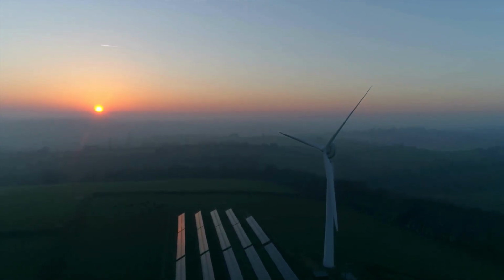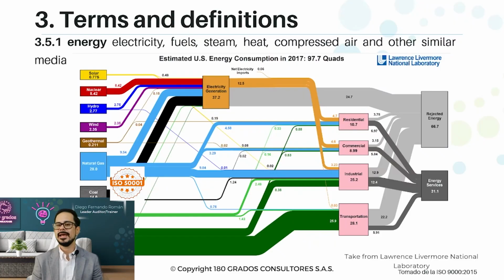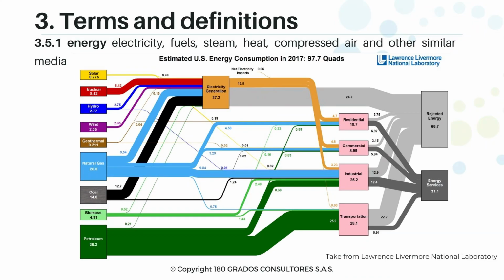One of the best ways to describe how energy is distributed in our system is through an energy flow diagram. Let's take a look at this graph from the Lawrence Livermore National Laboratory, which shows how different energy sources enter the system. We see solar, nuclear, hydro, wind, geothermal, natural gas, coal, biomass, and petroleum energy sources entering the system.